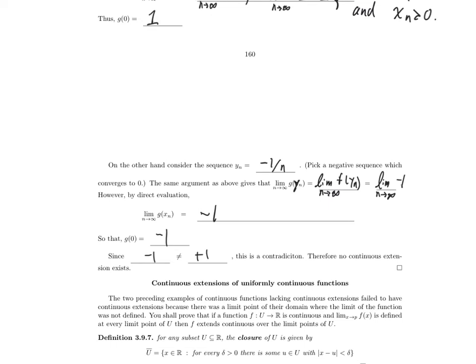So there's another example of a function which does not admit a continuous extension. And you notice that in both of those examples, basically we just proved that the function f that we were trying to extend has a limit point of the domain where the limit of the function is not defined.